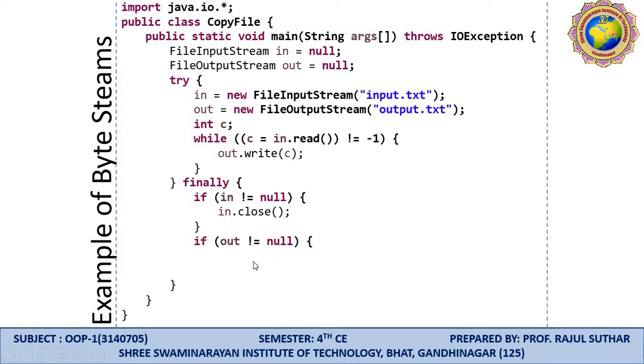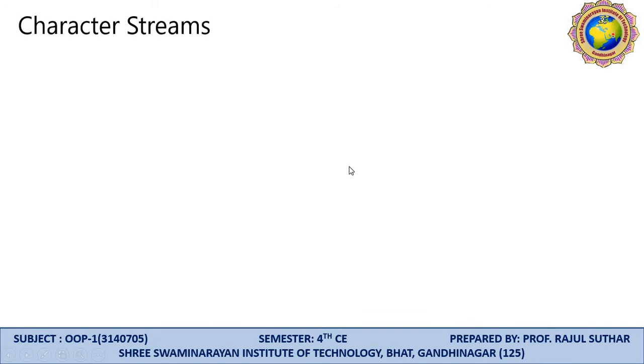If out not equal to null, so out.close(). So this is a simple example. You can try this example in NetBeans.